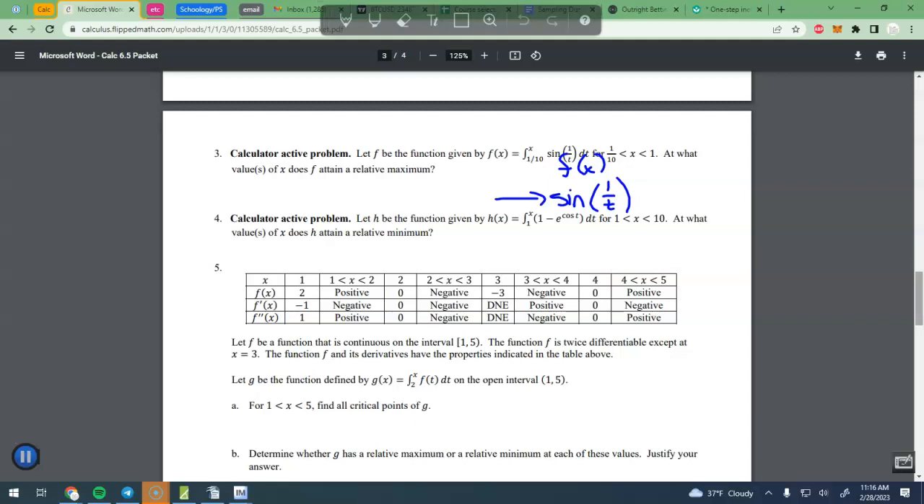Matthew, does number 3 just like you put in the calculator and you see where it crosses?